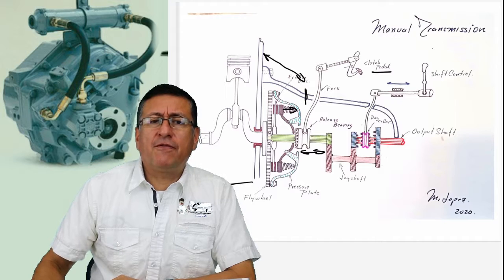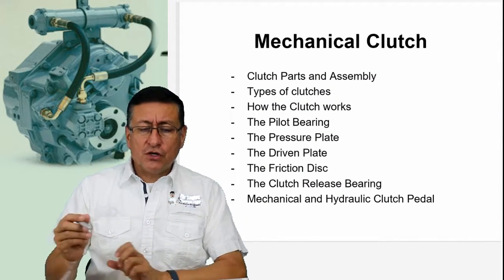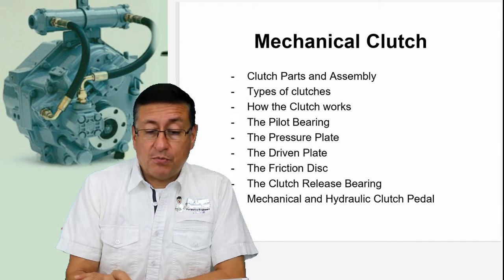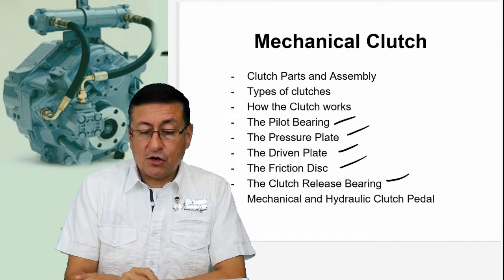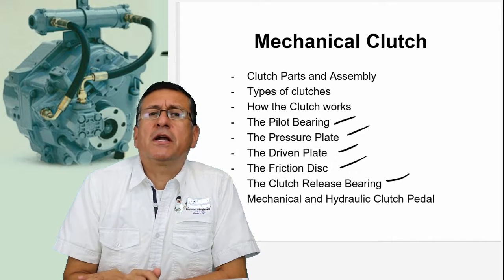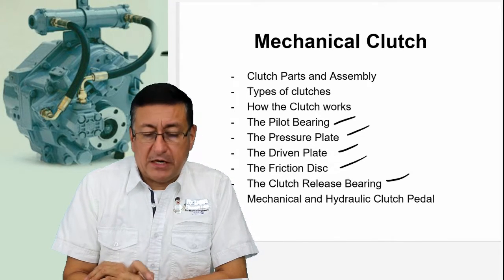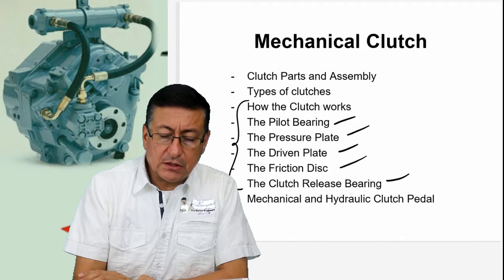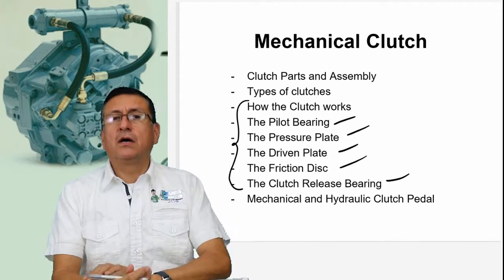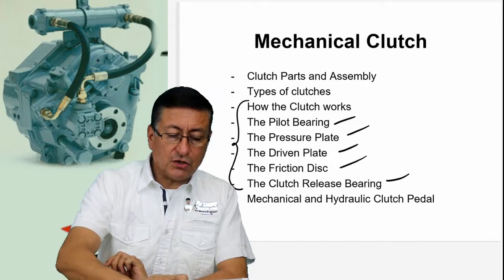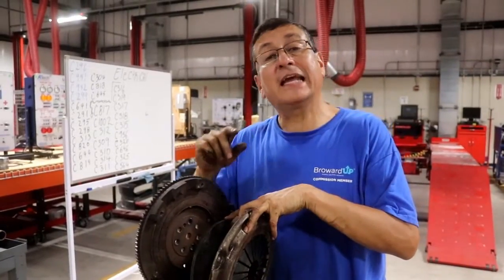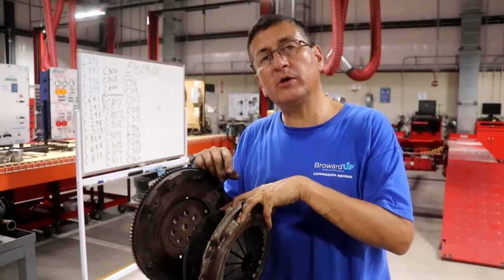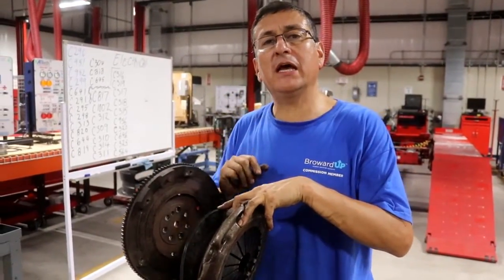Let me verify quickly the components of the clutch. The clutch is composed of the pilot bearing, the pressure plate, the driving plate, the friction plate, and the clutch bearing, the pressure release bearing, or axial bearing, or thrust bearing. Okay, those are the components for the clutch, and we are going to analyze each of those components easily in the next coming episode.